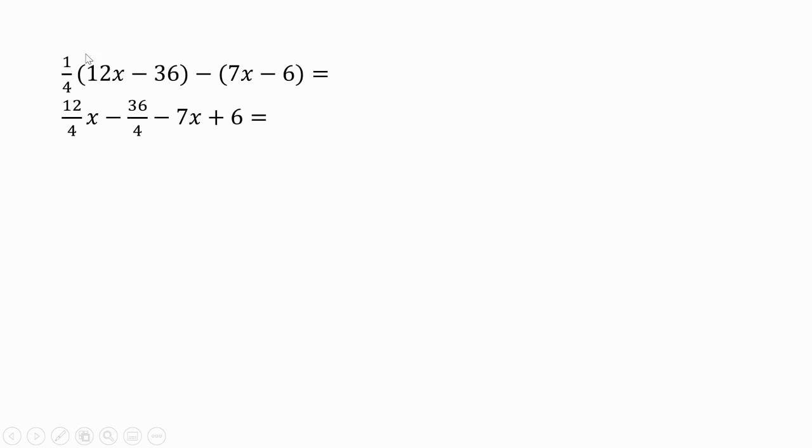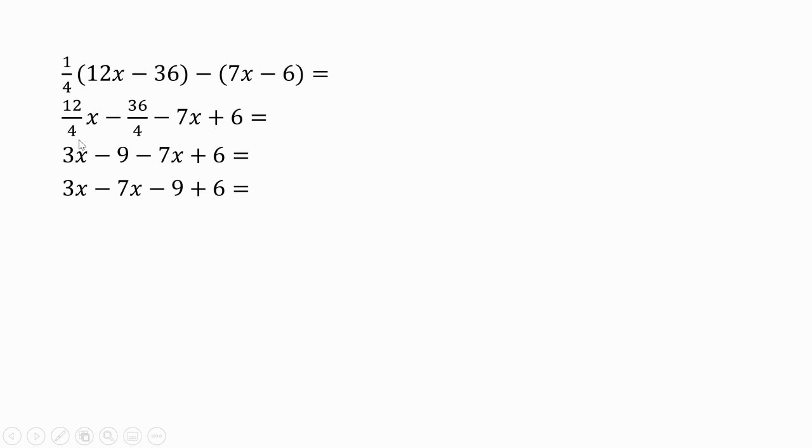So when I do this, think of this as being over 1 and the 36 being over 1. So it's going to be 1 times 12, and that goes on top, and then 1 times 36, that goes on top, and then that becomes a negative, and that becomes a positive. These are going to reduce. 12 divided by 4, 36 divided by 4. Now I'll go ahead and put them in order.